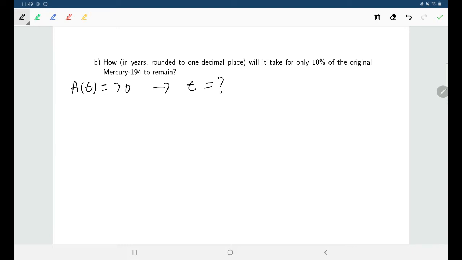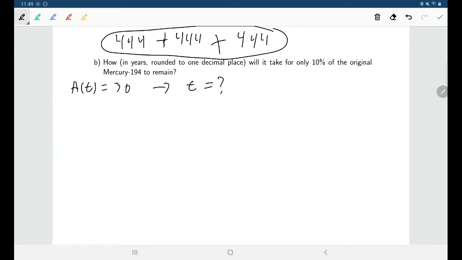Okay, so we can again think about what should be a reasonable answer, or where I roughly expect it to be. If you're thinking about after 444 years, you'll have 150 grams. And then after another 444 years, you'll have half of that, only 75 grams. And then after another 444 years, you'll have half of that, which is about 37.5 grams, which is pretty close to the 30. So I'm guessing somewhere in the neighborhood of around 1,300, 1,400 roughly is what I'm expecting to get as an answer.